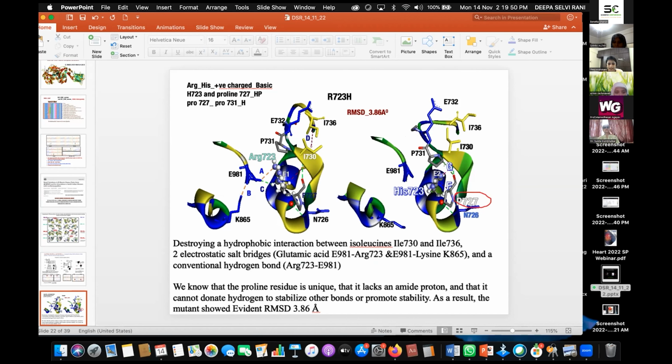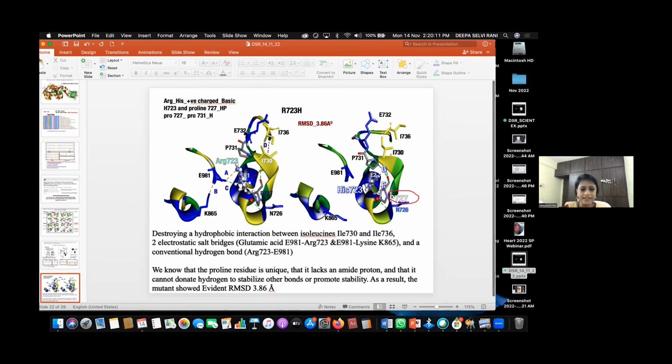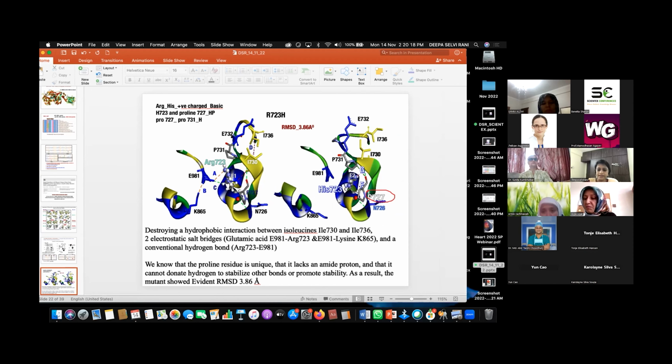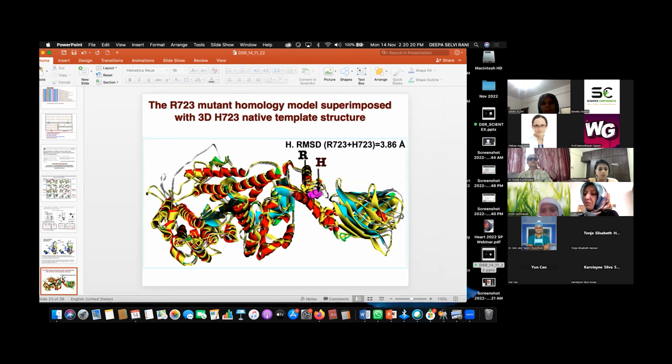Not only that, because this molecule pulls this one towards this one, the hydrophobic interaction between the two isoleucines is also destroyed. This is the original bond, now gone. So the structure is deviating like this. And this proline, we know, the proline residue is a unique one. It lacks the amide proton, so it cannot donate hydrogen to stabilize other bonds and promote stability. As a result, it is deviated more here.